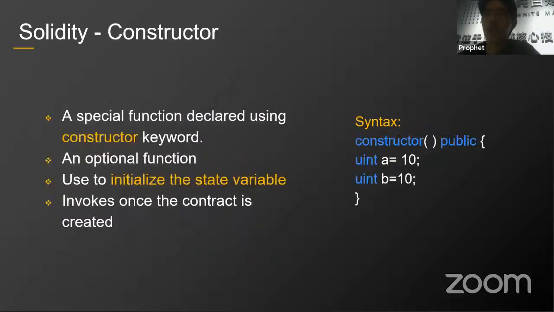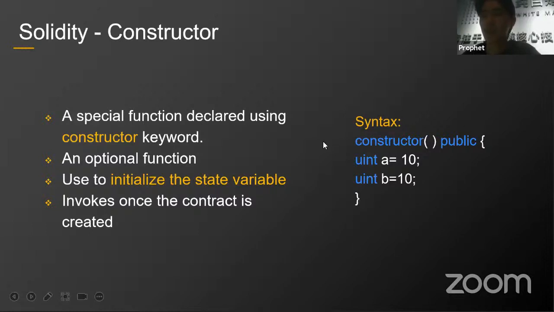Okay. The function is a reusable code part, right? And the constructor is some kind of function, but the constructor will only be invoked once when the contract is deployed to the blockchain. So the constructor will only be executed once. If you want to do something when you create the contract, just fill in the statements in the constructor.